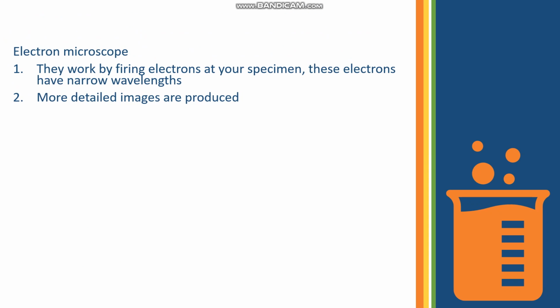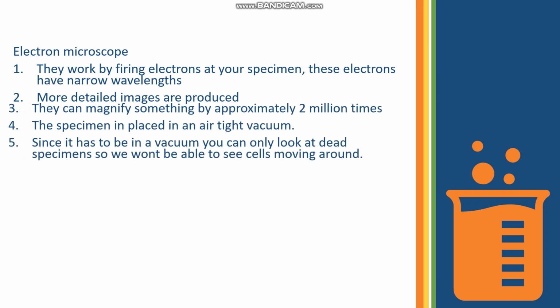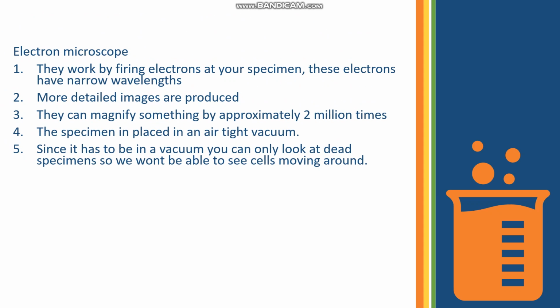Second type of microscope is the electron microscope. They work by firing electrons at the specimen, and these electrons have very narrow wavelengths. A more detailed image is produced, and they can magnify something by approximately 2 million times.